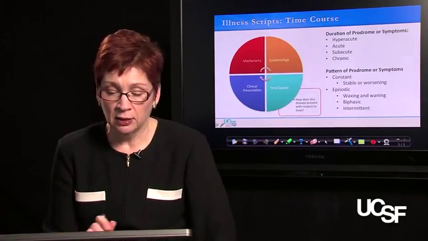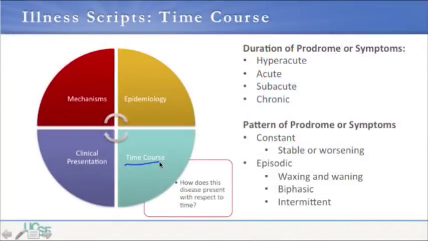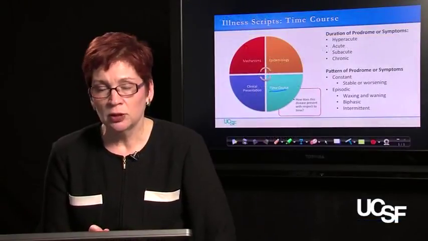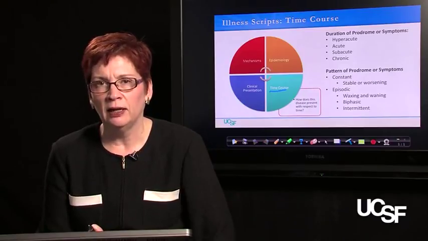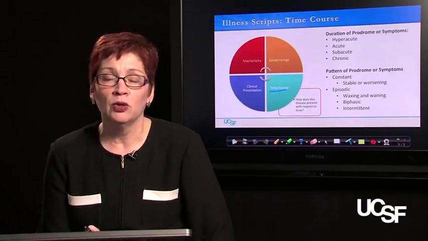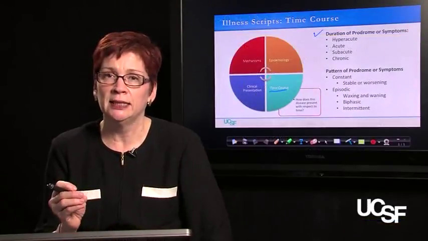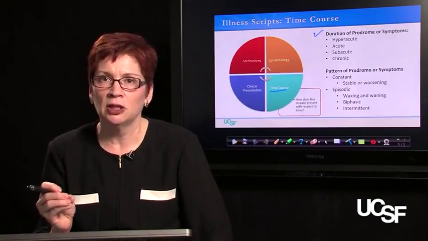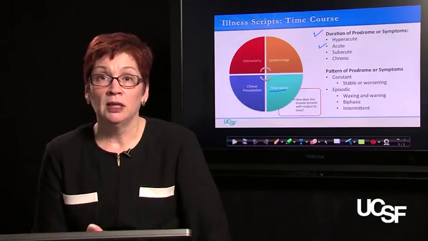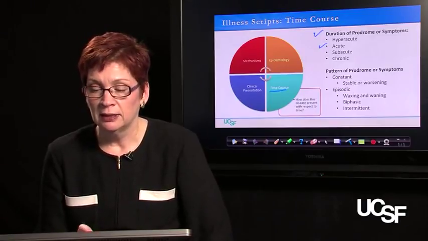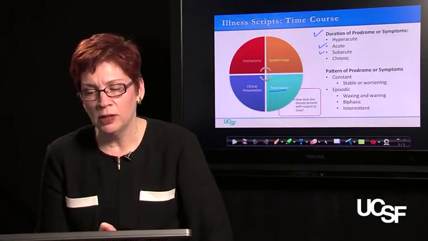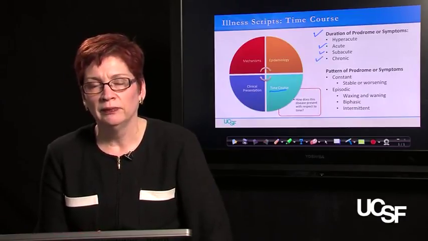The next element we're going to consider is the time course of the disease. It's another core component of the illness script, or the disease illness script. Time course refers to two types of ways in which the disease presents with relation to time. The first is the duration of the prodrome or the symptom. And this generally is expressed in abstract words like hyperacute, meaning it just happened instantaneously. I was fine this morning and by lunch I was horribly ill. Acute, this has been going on for a couple of days. Subacute generally refers to a couple of weeks, and chronic, a couple of months or more.